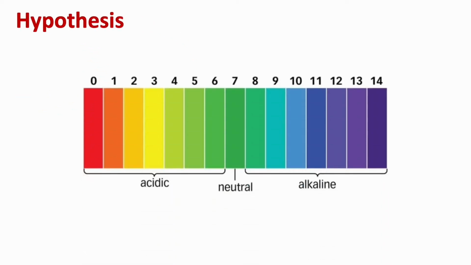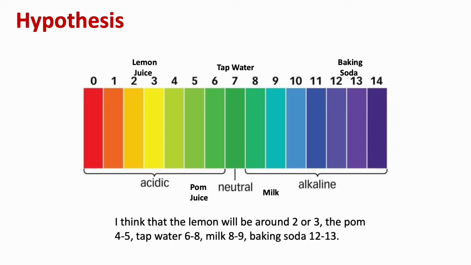Here is my hypothesis. Here's my pH scale, and here are the results. I think that the lemon will be around 2 or 3, the pomegranate juice 4 to 5, the tap water will be around 6 to 8, the milk being 8 to 9, and the baking soda being 12 to 13. Meaning that the lemon juice and the pomegranate juice will be acids, the baking soda and the milk will be bases, and the tap water will be neutral. It's balanced, like all things should be.